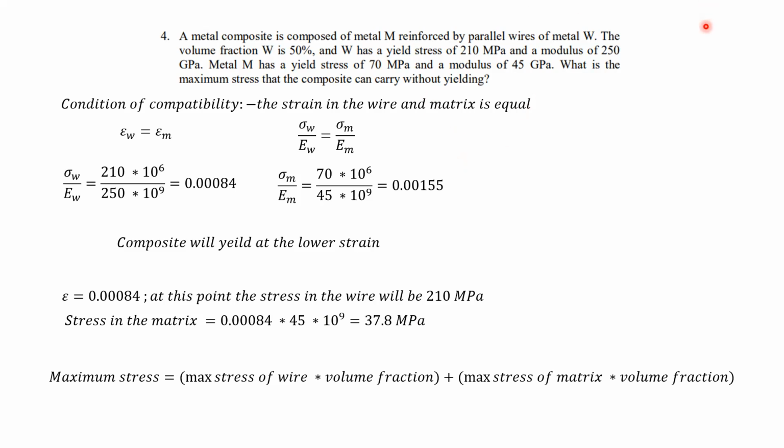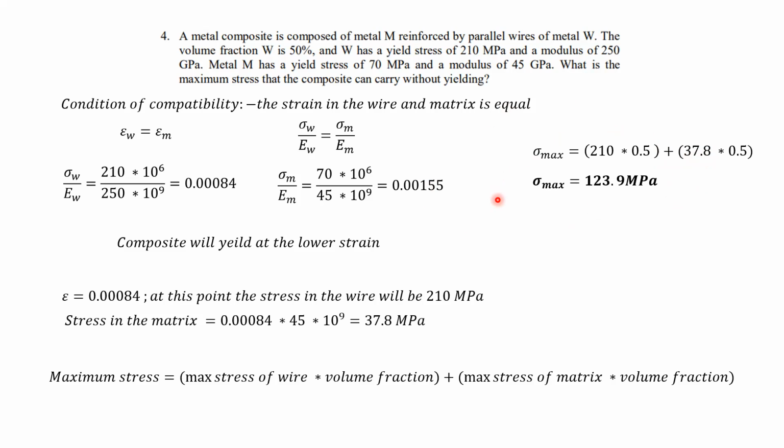And now we can apply the formula that is given in your notes, where it's basically the maximum stress that the composite can take is equal to the maximum stress of the wire times the volume fraction plus the maximum stress of the matrix times the volume fraction. Volume fraction is 50%, so that means 50% for both. If we run that calculation, maximum stress will be equal to 210 times 0.5 plus 37.8 times 0.5. And we have a maximum stress that our composite can take at 123.9 megapascals.